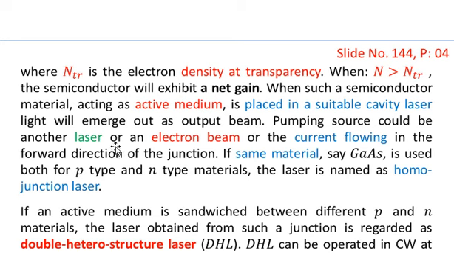The pumping source could be another laser, an electron beam, or the current flowing in the forward direction of the junction. If the same material, for example gallium arsenide, is used for both the p-type and the n-type materials, the laser is named a homojunction laser. So in a homojunction, the p-type and n-type materials use the same semiconductor, in this case gallium arsenide.